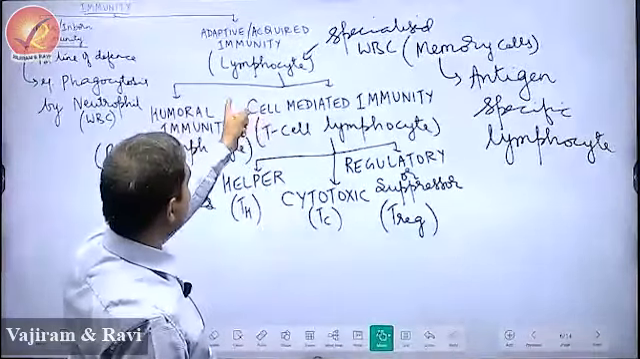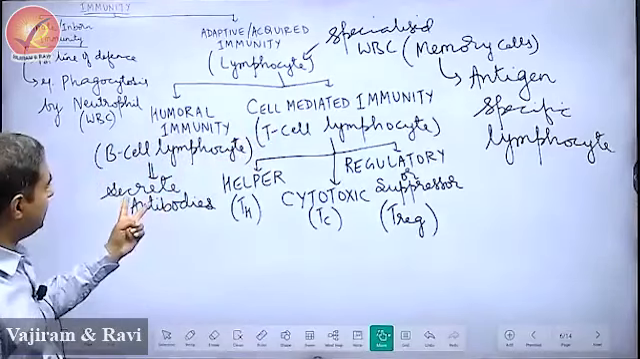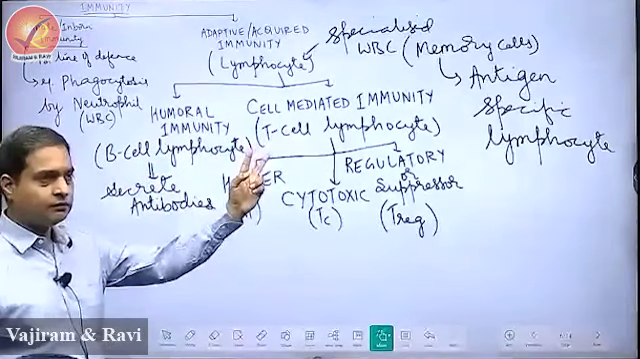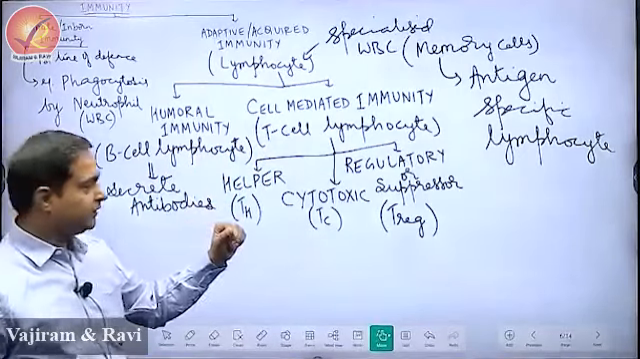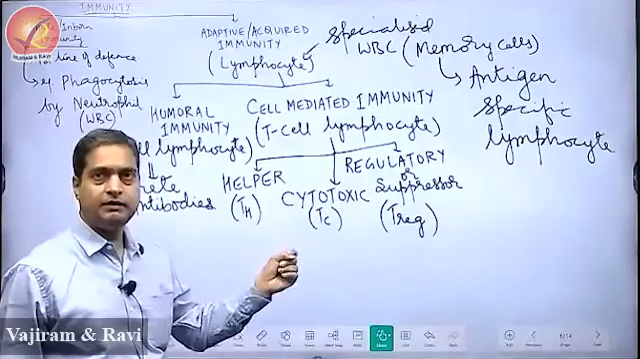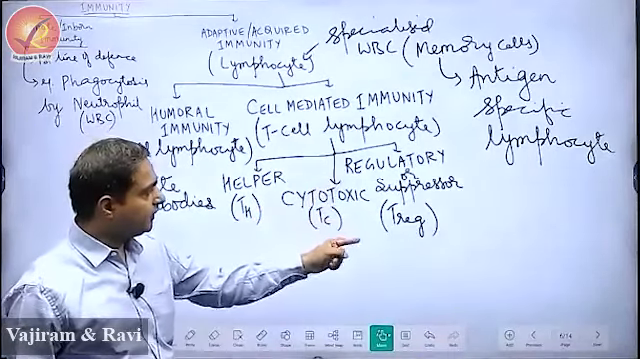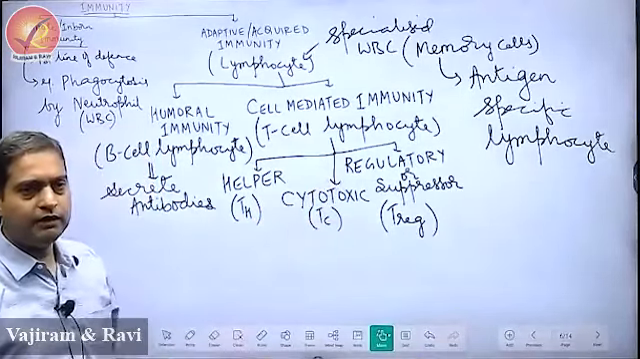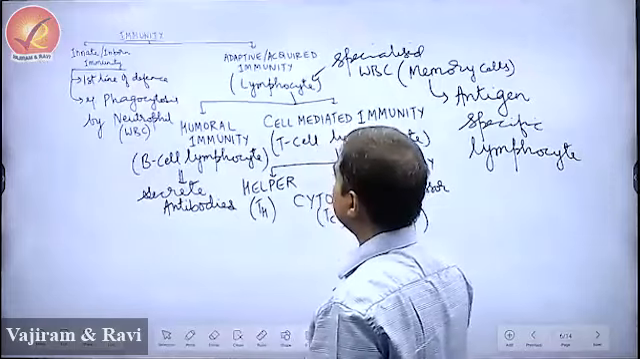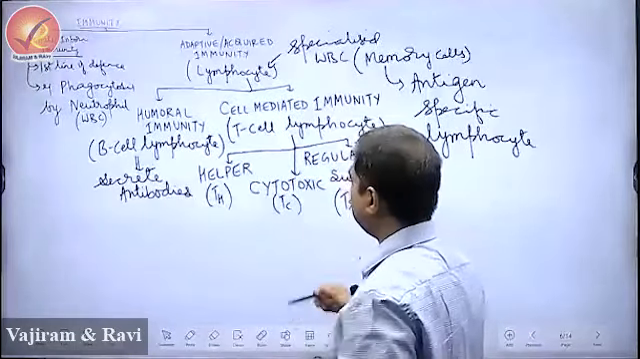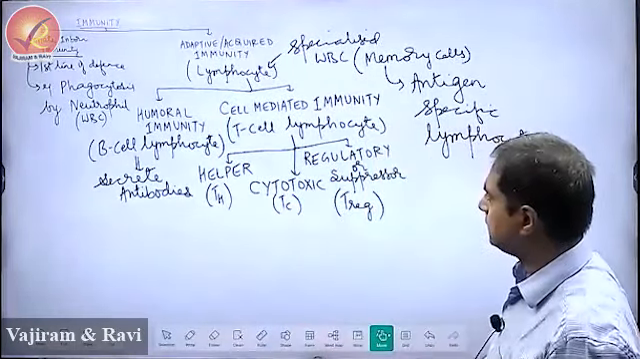Now, these lymphocytes are again of two types. One is B cell lymphocyte, another is what? T cell. T cells are again of three types: helper T cell, TH here, cytotoxic TC, and the regulatory or suppressor T cell, T regulatory cells. Let's see the role of T helper cells.